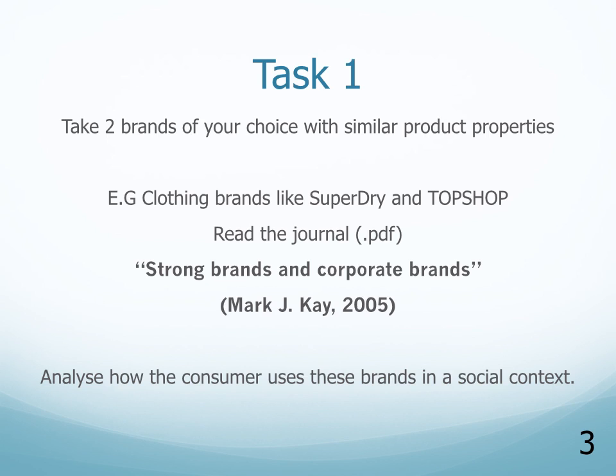And then once you've decided on these two brands, I've mentioned Superdry and Topshop here, analyse how the consumer uses these brands in a social context. And first of all, what you should do is, by doing a bit of research yourself and common sense and the learning things that we have covered during the class, think about what is meant by a social context.